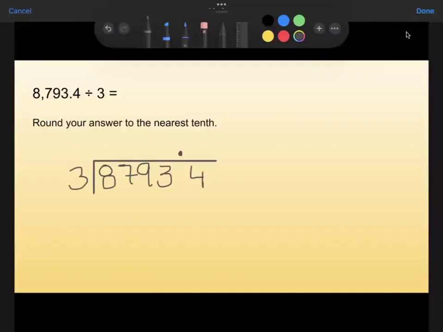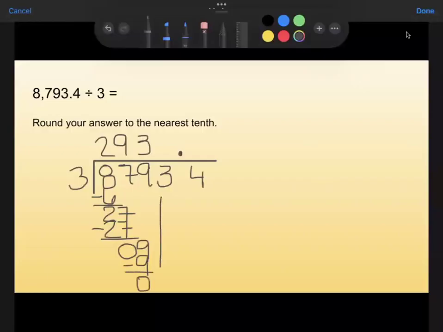So 3 fits into 8 twice. That's going to give us 6. 2 left over, bring down the 7. 3 goes into 27 9 times. That's exactly 27. So when I subtract it, I get 0. Bring down the 9. 3 fits into 9 3 times. 3 times 3 is exactly 9. So 0 left over. Bring down the 3. 3 fits into 3 1 time. 1 times 3 is 3. So when I subtract it, 0 left over.